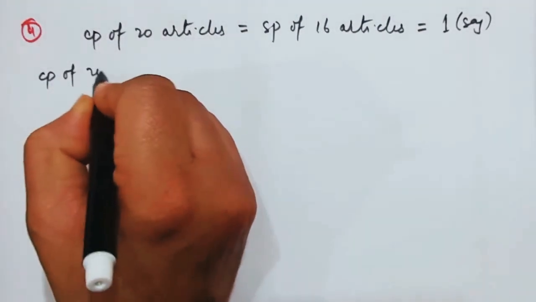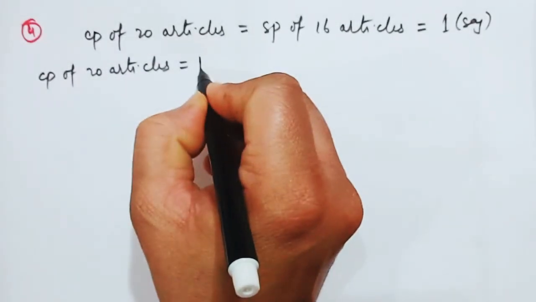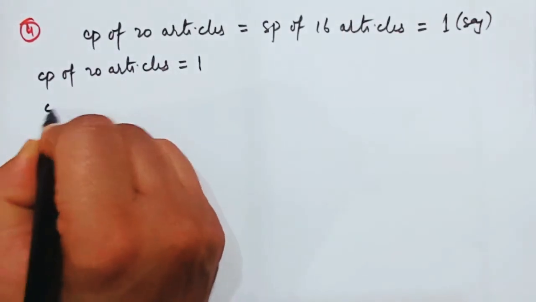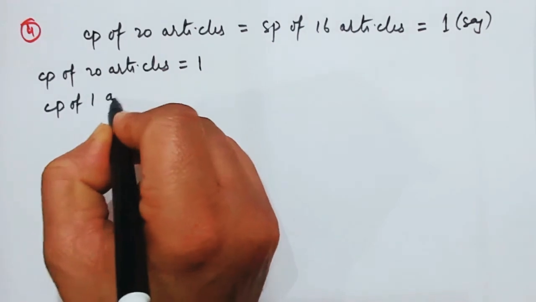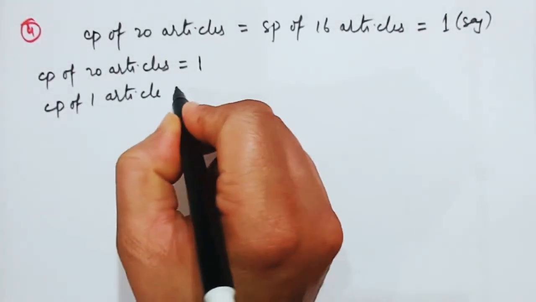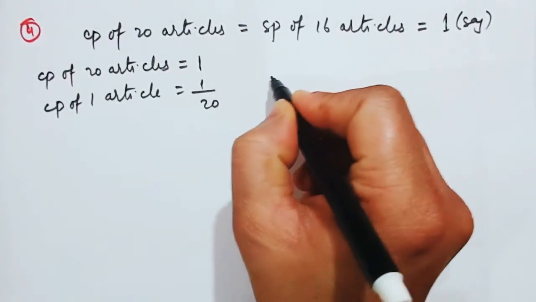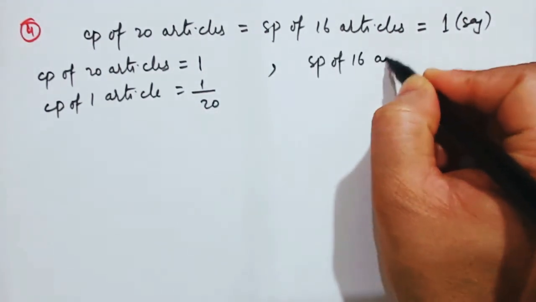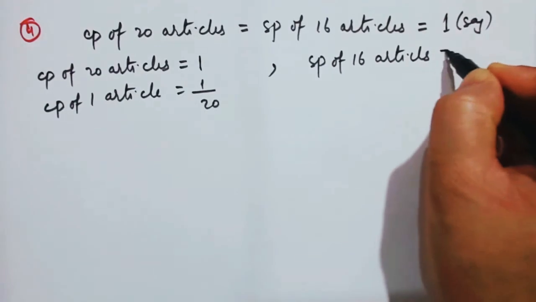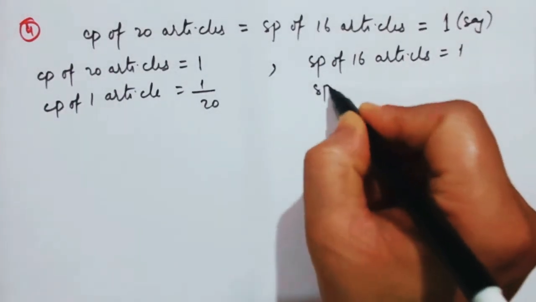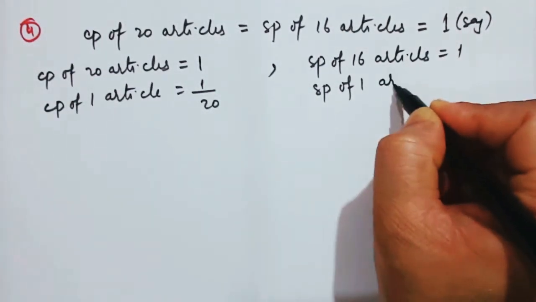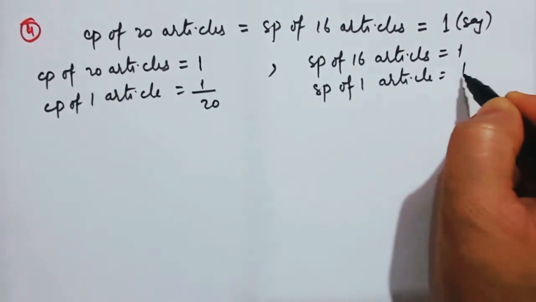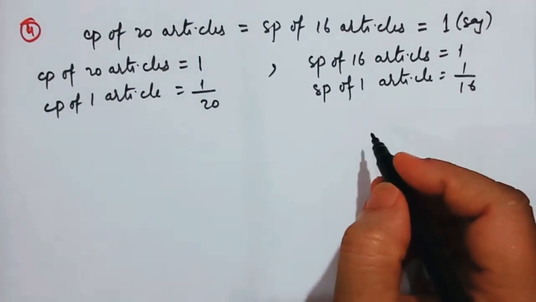So the cost price of 20 articles is equal to 1. So the cost price of 1 article will be equal to how much? 1 by 20. Similarly, selling price of 16 articles is equal to 1. Therefore, selling price of 1 article will be how much? Will be 1 by 16. Clear?